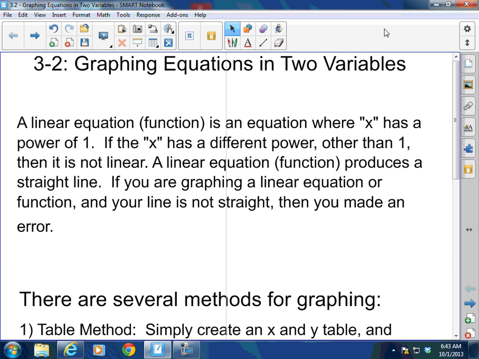Today we're going to talk about one of my favorite subjects. It's graphing linear equations. I love it. It's fun. I think you guys are going to have a good time with it and learn a lot.